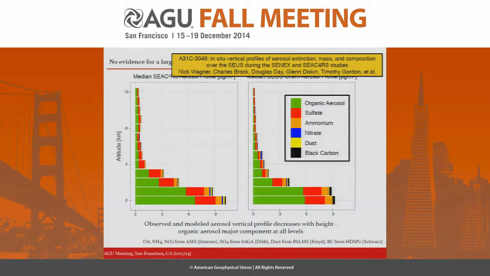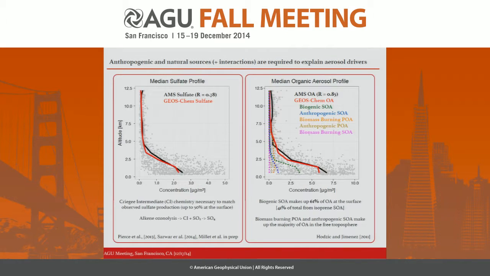And so for the remainder of this talk, I want to focus on our approach, trying to use the model to understand what's driving organic aerosol and sulfate in the Southeast US. And so breaking it apart first on the right, in black you'll see the profile measured by the AMS, and then the gray dots are the individual measurements.